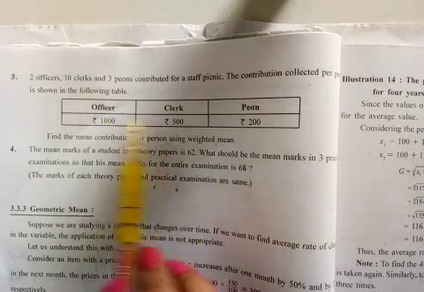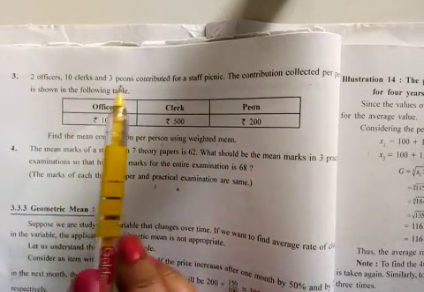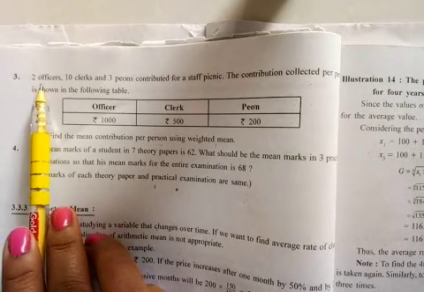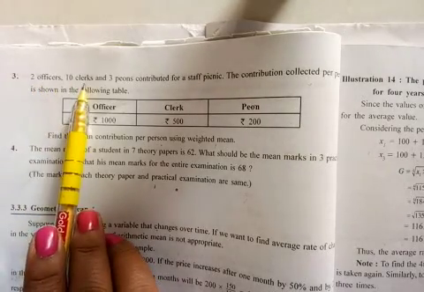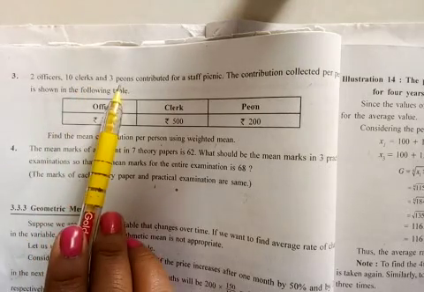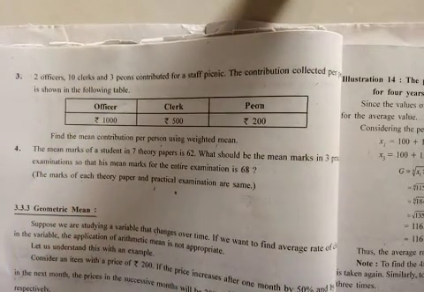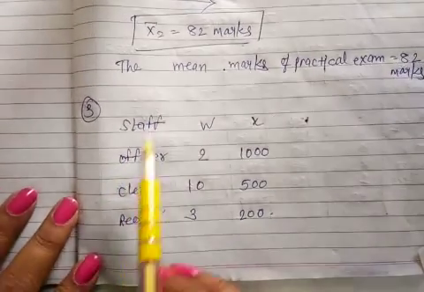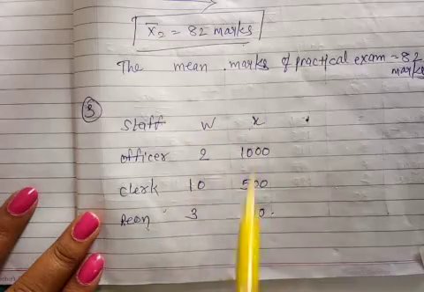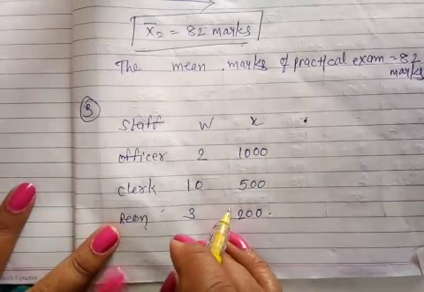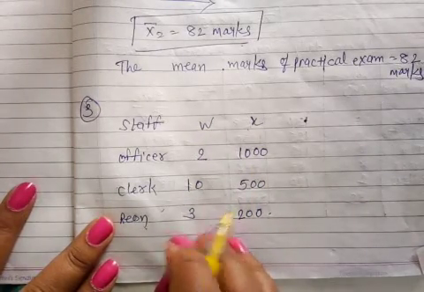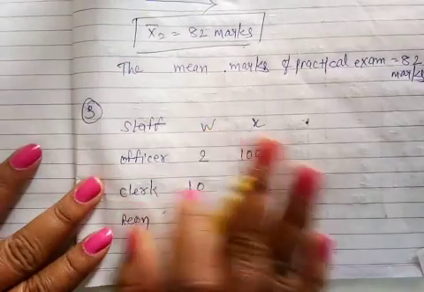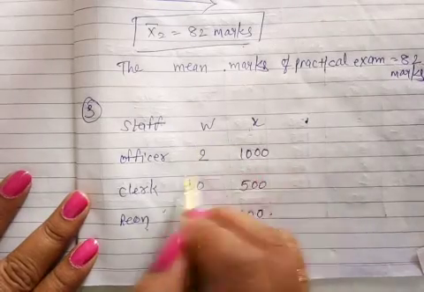Now what about the weight? The weight is given: 2 officers, that means this is w1. This is 10, that is w2, and 3, that is w3, right? Now see, I have written a table. Staff I have written, w I have written, x I have written. So you can go for that weight. This is the same sum as the second sum we did earlier. So this one is homework. I have given this data, right? So sum number 3 is homework.